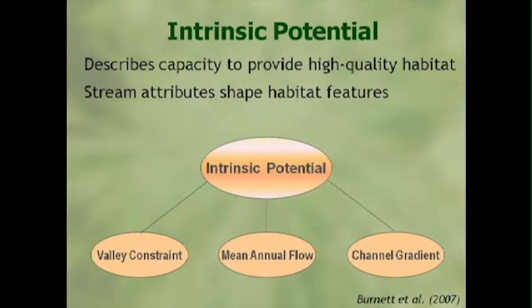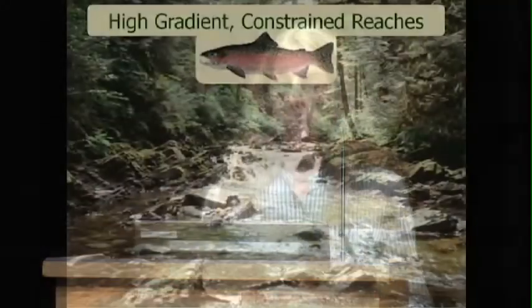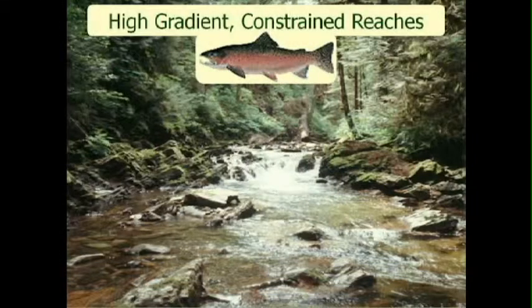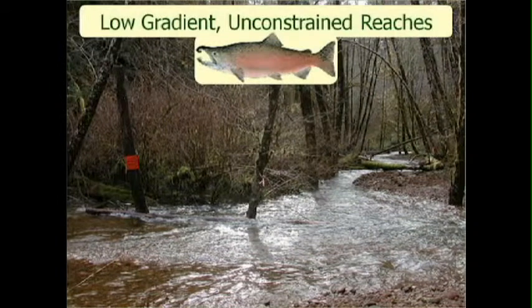Intrinsic potential describes the capacity of streams to provide high-quality habitat. Coarse scale stream attributes that are persistent, such as valley constraint, mean annual flow, and channel gradient, shape fine scale transient habitat features that the fish select for, but that aren't as readily mapped from digital elevation and climate data over large areas. Intrinsic potential has a species-specific interpretation. For example, high gradient constrained reaches of stream have a high intrinsic potential to provide the types of habitats preferred by steelhead, whereas low gradient unconstrained reaches of stream have a high intrinsic potential to provide the types of habitats preferred by coho salmon.